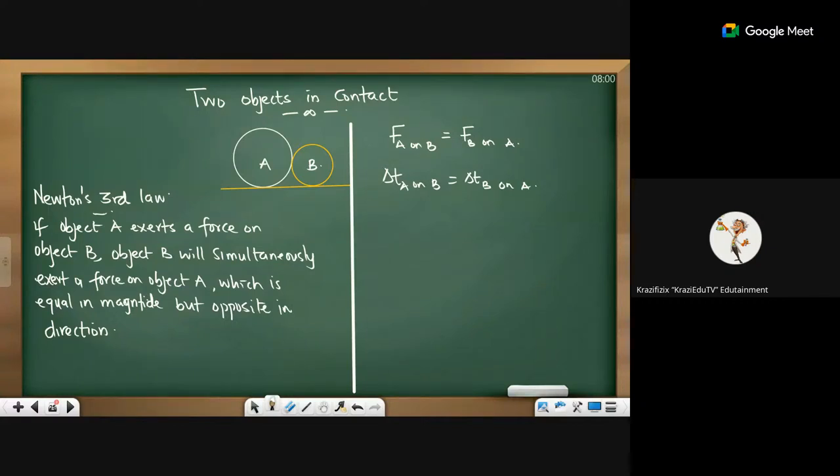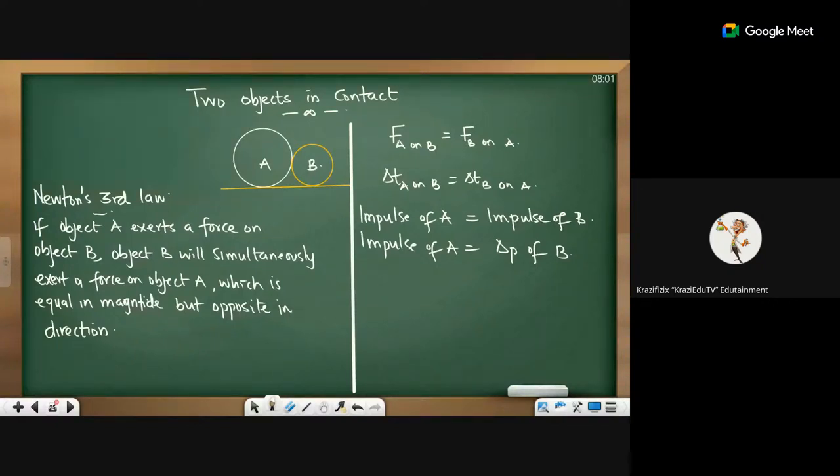Number one, from Newton's third law, grade 11, we've established the force of A and the force of B are equal. The force that A exerts on B is equal to the force that B exerts on A. What about the time of contact? They are both in contact at the same time. What does this mean? It therefore means that the impulse of A will be the same as the impulse of B. Please, this is very important. I can therefore say the impulse of A is equal to the change in momentum of B from yesterday.